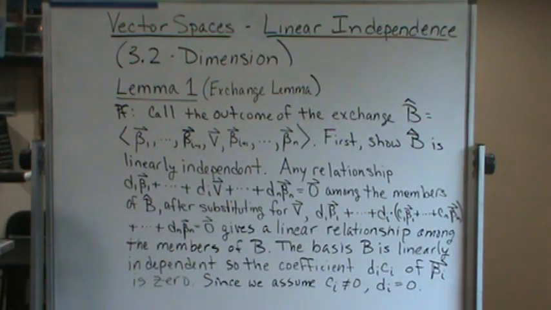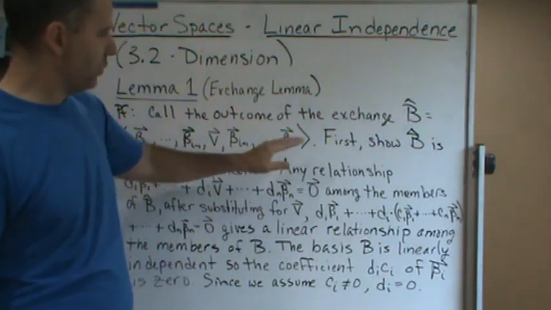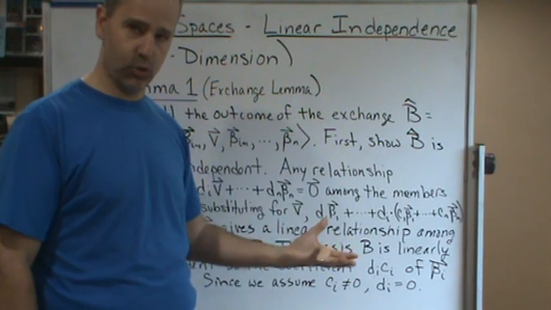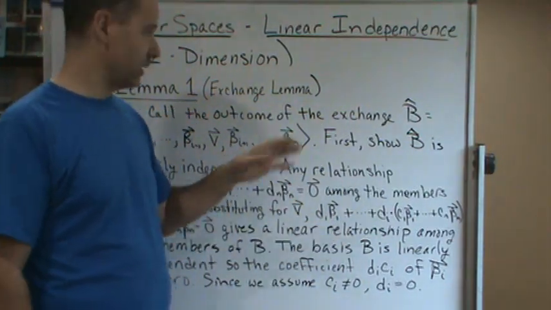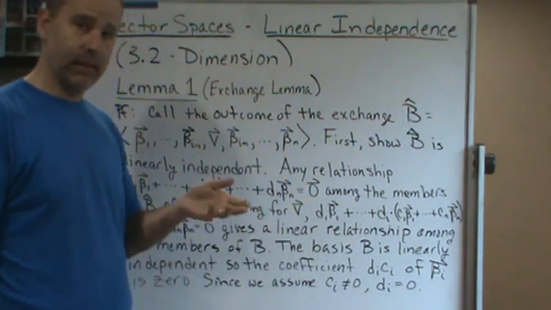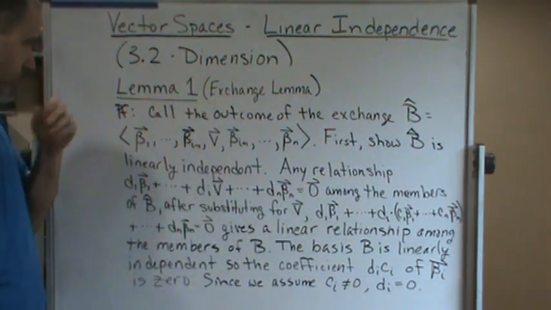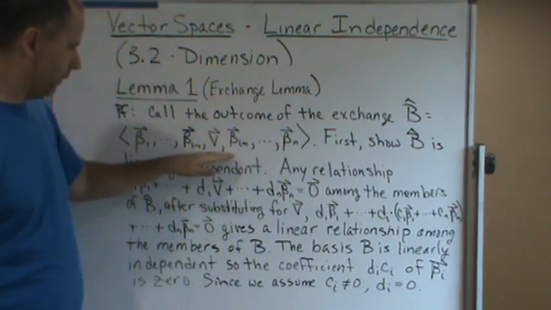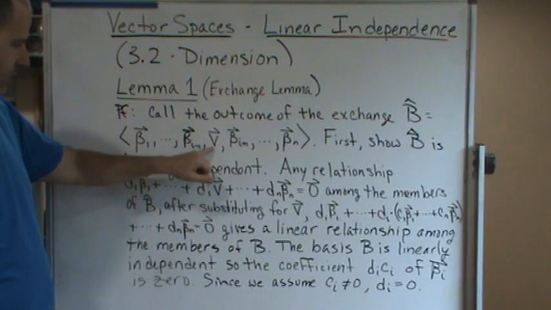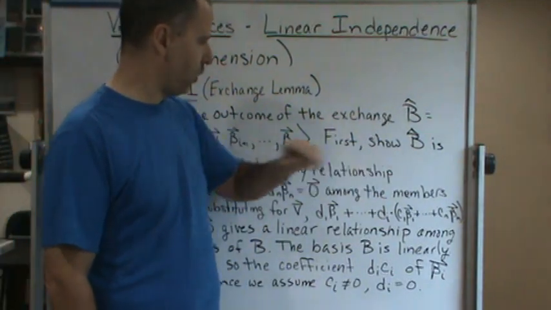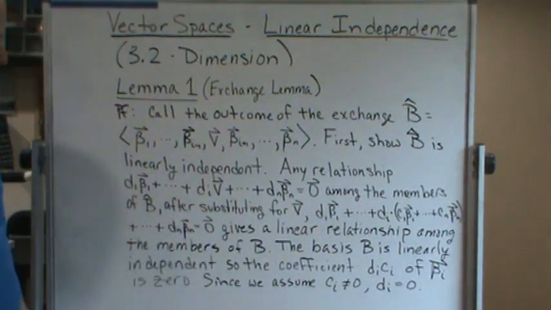Okay, so we'll call our outcome of the exchange b hat. That's going to be after the exchange. The new sequence is going to be b hat. Now we have to show that b hat is a basis. So here's our sequence: there's v, there's the exchange for b sub I. So we exchanged v for b sub I. First we're going to show that b hat is linearly independent.